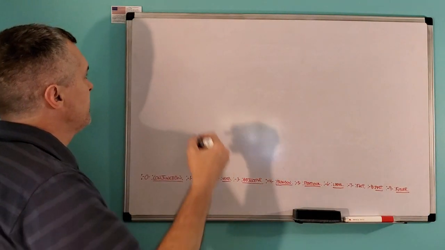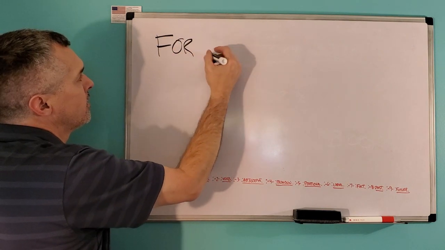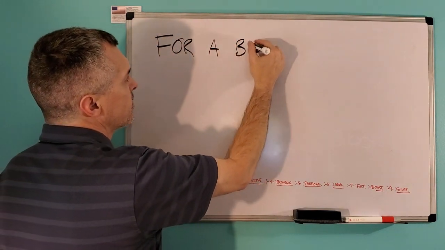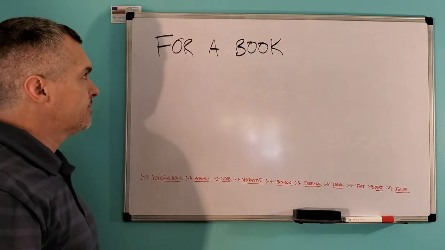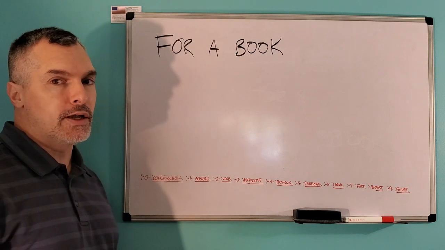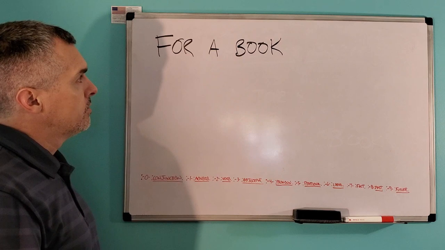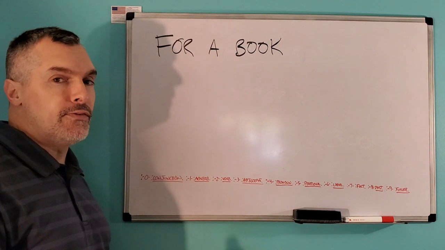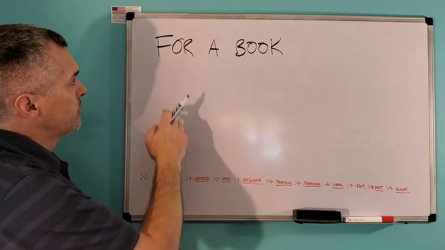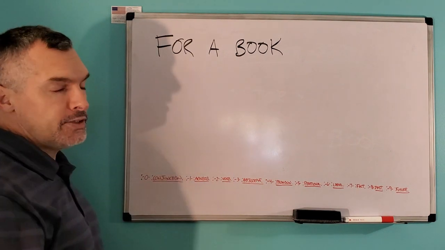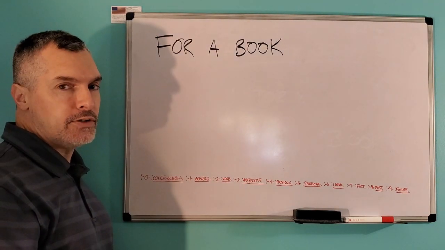I'm going to start off with this sentence. This group of words: for a book. I'm going to talk as if you've watched my other videos, so this is for those who have already studied my channel and know a little bit about syntax. So "for" is a non-tangible contract word. "A" is a non-tangible contract word.